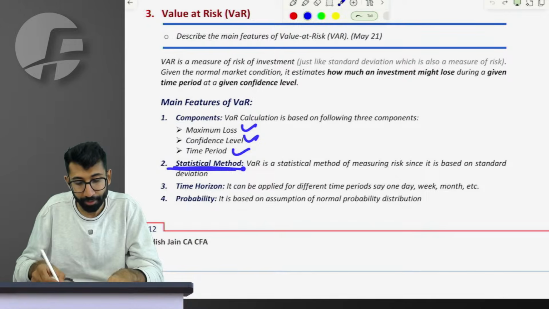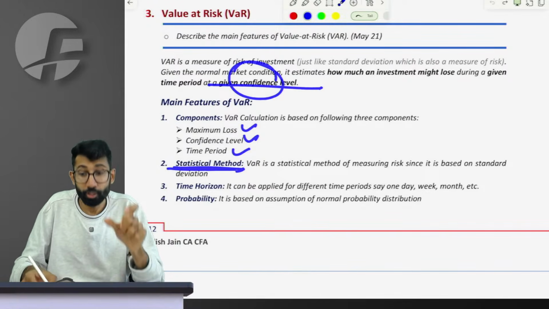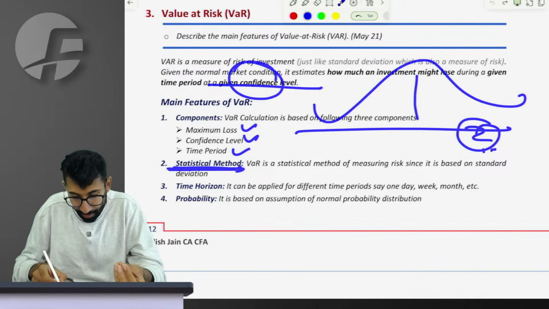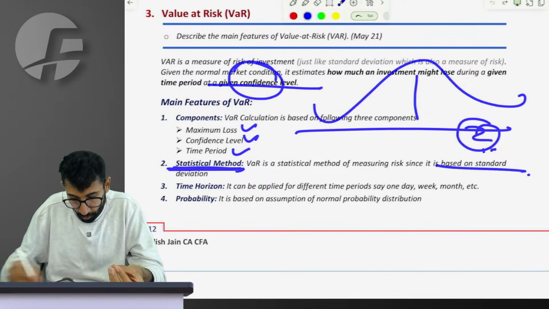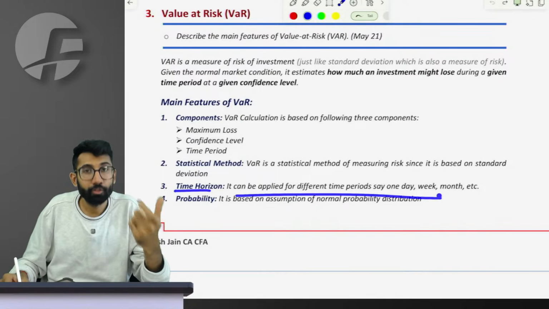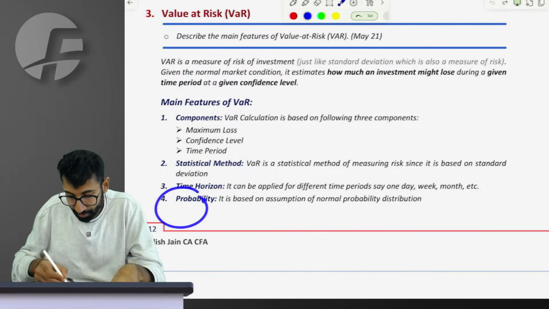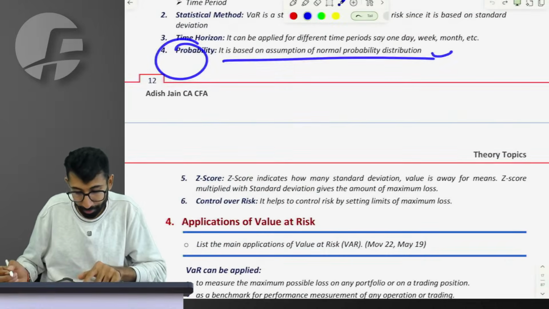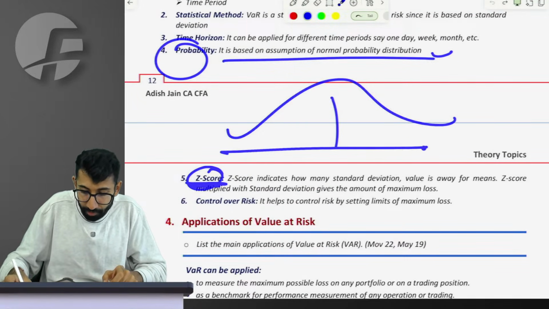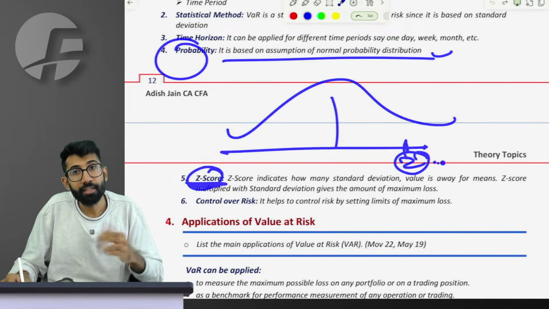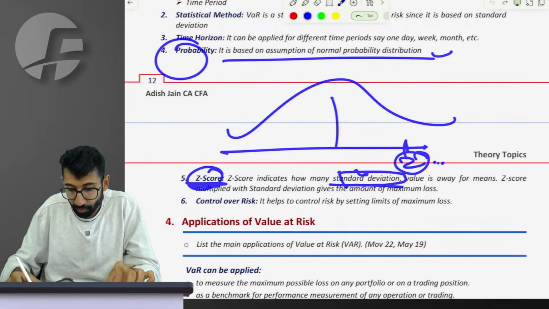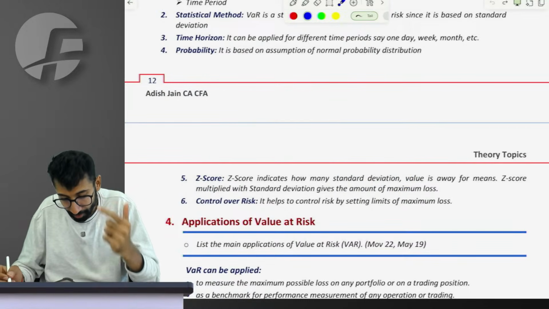It's a statistical method because when it comes to confidence level, we talk about the normal distribution table, which involves Z area and everything. So it's a statistical method, right? Which involves the use of standard deviation as well. It has a time horizon, a week or a month, during which the loss is talked about. It has the concept of probability, the concept of normal distribution, the concept of Z score. That table of Z score actually tells you the probability based on the Z score. So first you should have the Z scores, which are measured using standard deviation.